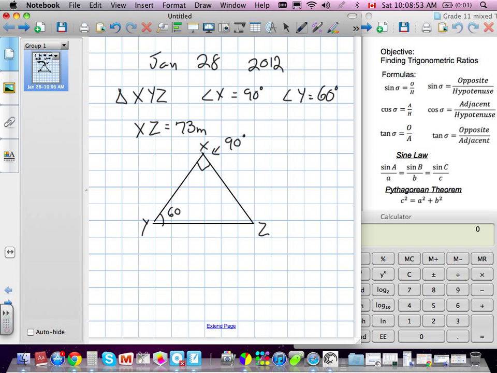Okay, and then side xz, which one is that talking about? That side. Yeah, opposite of the y. xz here is 73 meters. What's the question asking? Find yz. Find, where does it say that? Oh, find yz. Perfect. Okay, so which side is yz in this case? That side. This side here. Perfect. So we're looking for this side here of this triangle.